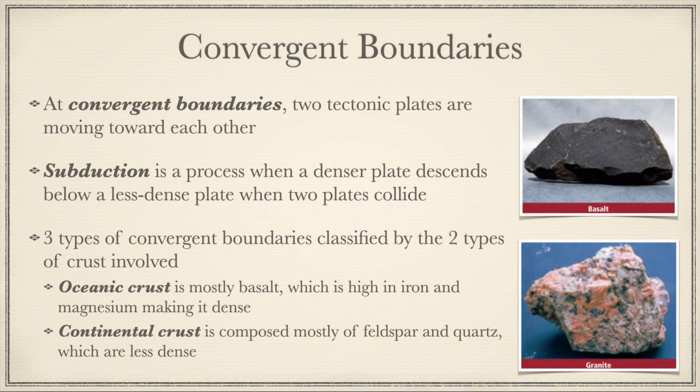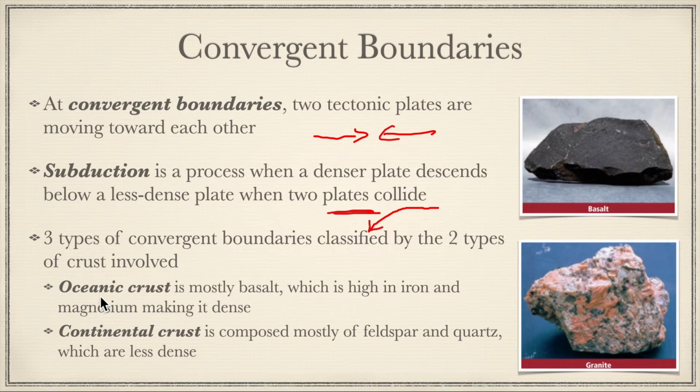So convergent boundaries. At convergent boundaries, 2 tectonic plates are moving toward each other, so they are colliding. Subduction is a process when a denser plate descends below a less dense plate when 2 plates collide. So at convergent boundaries, a lot of times you will have subduction. You have one plate, and another plate that collides, it's denser, and it will actually sink below the less dense plate. Now, there are 3 types of convergent boundaries classified by the 2 types of crust involved.